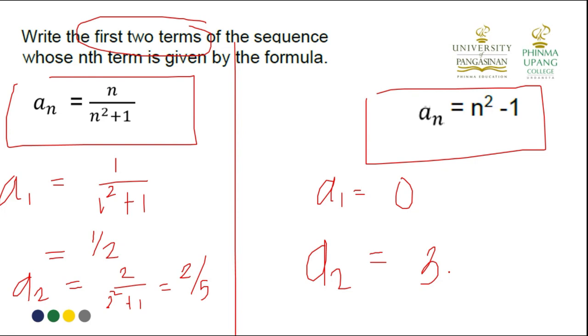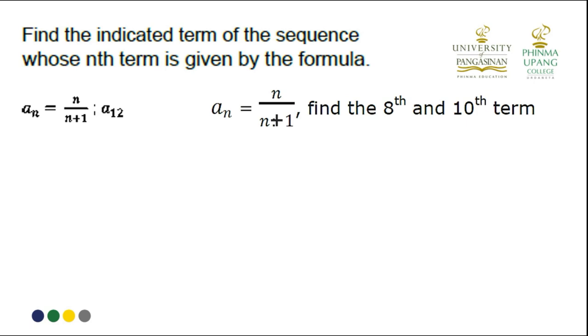Minus 1. Tignan mo. Diba? 1 squared minus 1. 1 squared is 1. That's why 0. Here naman, 2 squared minus 1 is 4, minus 1 is 3. That's why 3. Okay? Topic natin, find the indicated term of the sequence whose nth term is given by the formula. Ay, pang grade 8 pala.